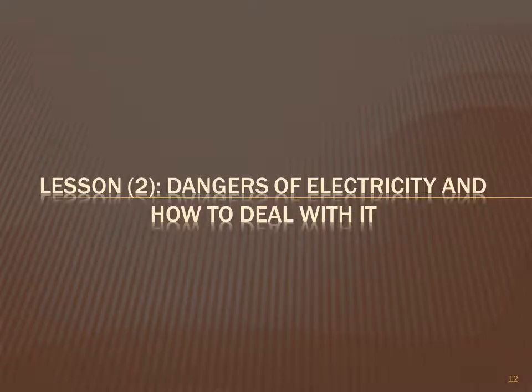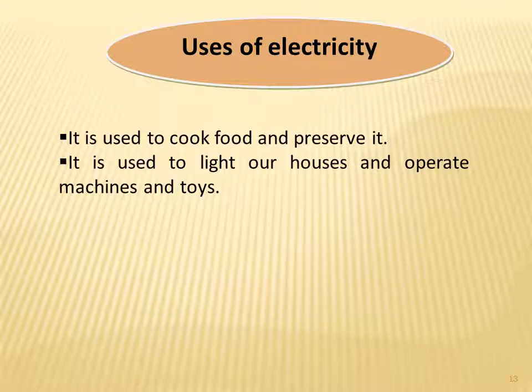Now let's talk about lesson 2, dangers of electricity and how to deal with it. But first, let's talk about electricity, which is very, very important for our daily life. I can say that almost everything around me works by electricity. The microwave, the television, the refrigerator, the deep freezer, the stove, the PlayStation, charging mobiles, computers, everything works by electricity. All these things which have become essential in our daily life work by electricity.